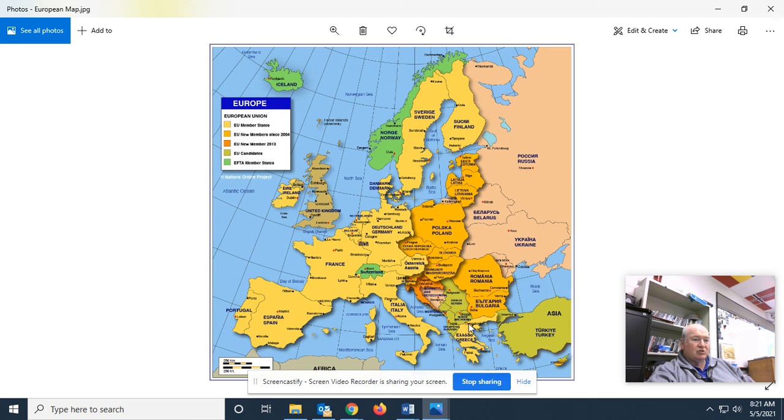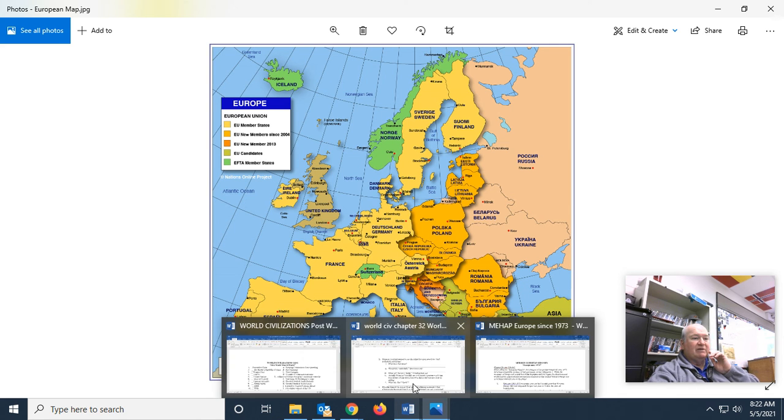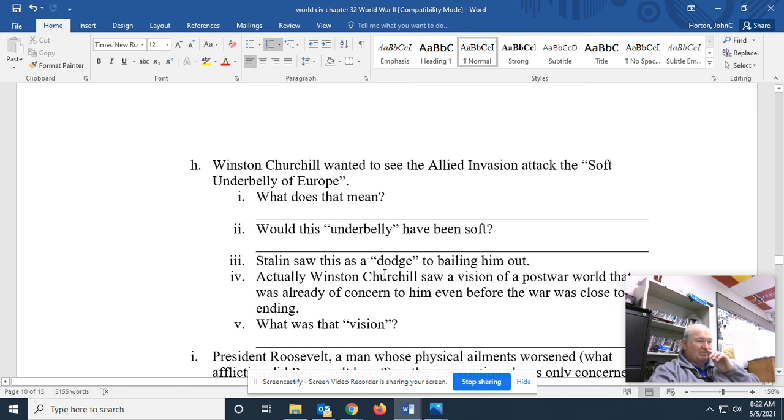But Churchill knew what he was thinking. He wanted the American and British thrust to come through here and thereby block the Soviets from gaining too much territory. Because Churchill knew what was going to happen if the Soviets ever came here. What would happen was they wouldn't leave. Stalin saw that as a dodge to avoid bailing him out.